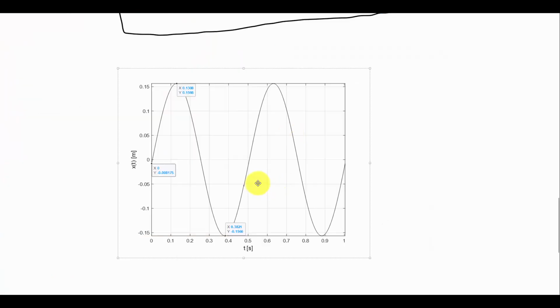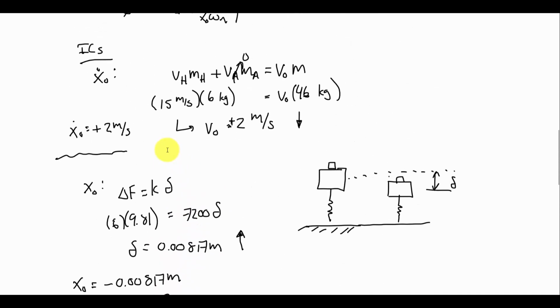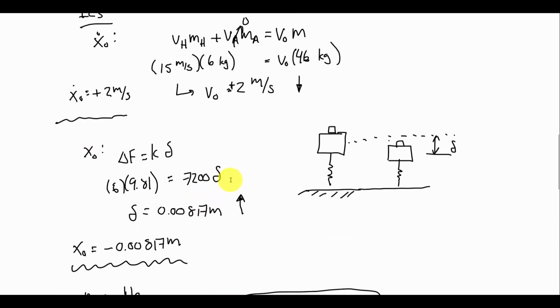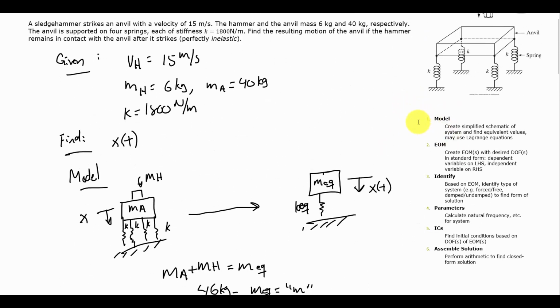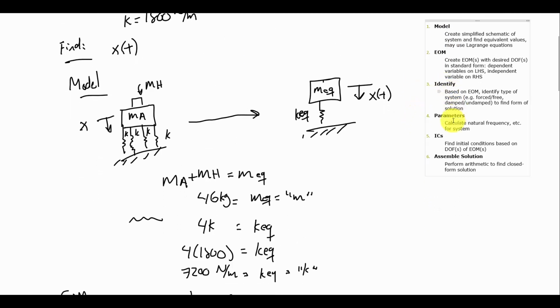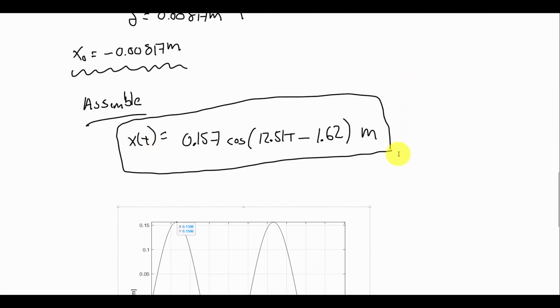So in the end, we have our graphical representation of our plot. It agrees with our initial position, at least. We can see that immediately. It has a slope that's positive, so that agrees at least by sign with our x dot naught. And again, really what we were going after in this problem was our value of x of t, and we found through all of the steps in the procedure, the modeling, the equation of motion, our identify step, parameters, our initial conditions, and then finally assembling it, that we have a closed form solution for the position of this system once the timer begins.